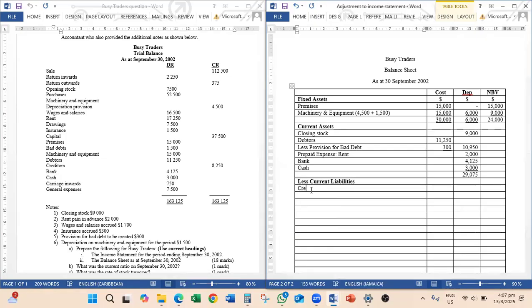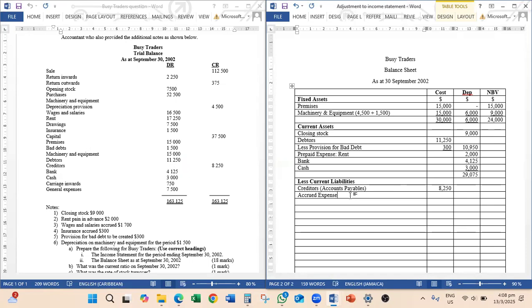So you have your creditors, right? Or you can also call it accounts payable. So your creditors figure is what? 8,250. And a new item to go into the current liability is accrued expense.